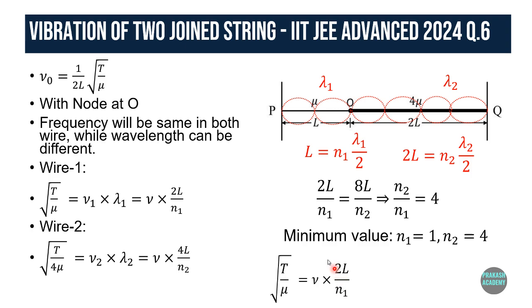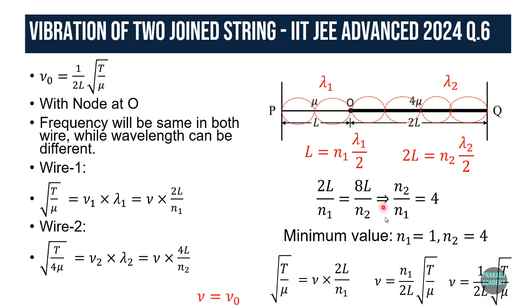Now we can also find the corresponding velocity. So velocity, let us say using the first wire, is the square root of T by mu, and this is equal to nu times lambda, and lambda in this case is 2L by N1. So I am using this formula. From here I can write nu equals N1 on the top and 2L in the denominator, and in this case the minimum value of N1 is 1. So nu is equal to 1 by 2L times the square root of T by mu. So this is equal to nu naught.